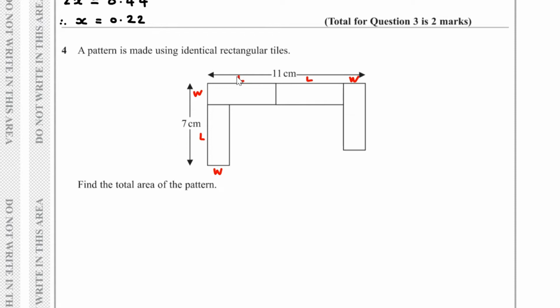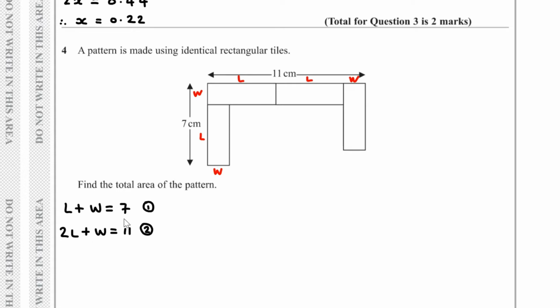Now, if we take a look at this edge over here of the shape, you can see W plus L is equal to 7. So we have L plus W equals 7. We'll call this equation 1. And if we take a look at this edge here, you can see L plus another L plus W is equal to 11. In other words, 2L plus W is equal to 11. We'll call this equation 2.